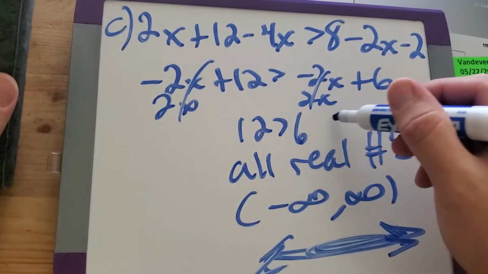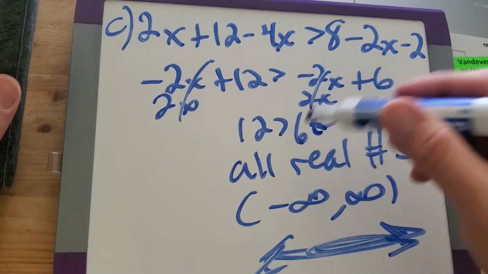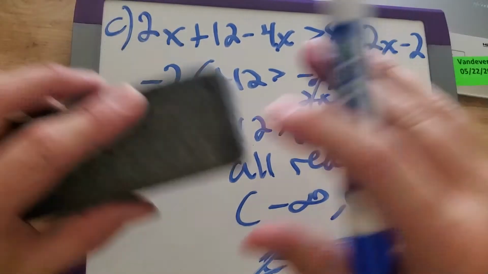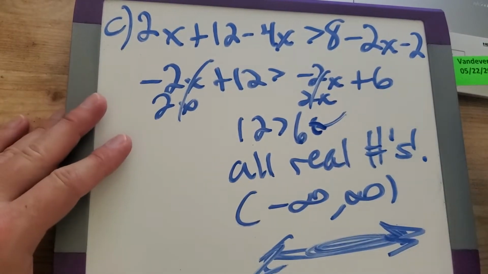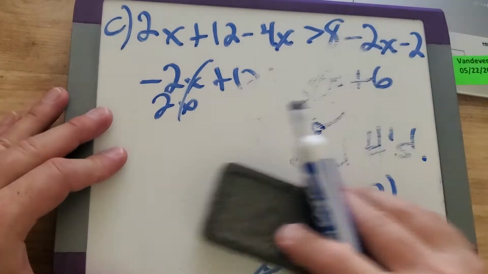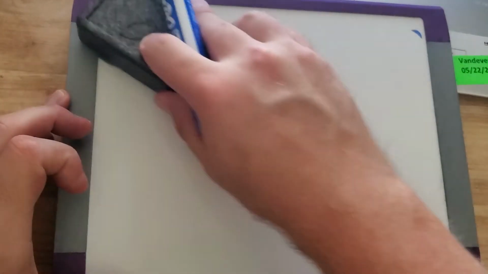So again, you interpret this step the same as you always do. If it's a true statement, it's all real numbers. If it's not a true statement, it's no solution. Now for systems of equations, it's a little different because the answer won't be single numbers, so it'll be points.